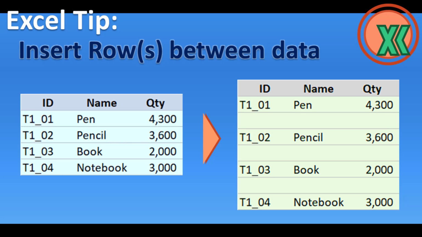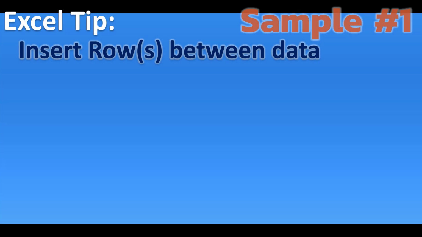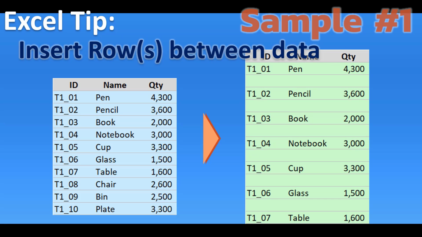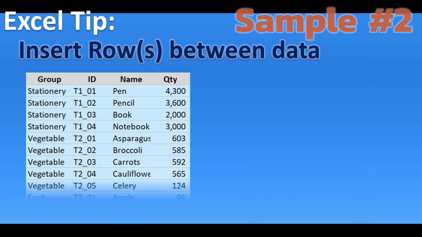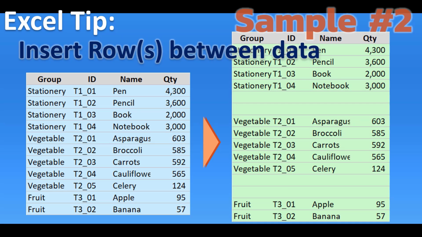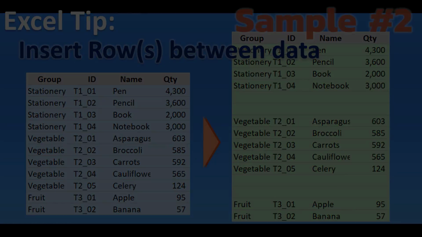In this video, I will show you how to insert rows between data. In the case that you would like to insert a blank row in between the data rows, I will show you two samples. The first one, in the case that you would like to insert a blank row between every line of data. For the second sample, in the case that we would like to insert some rows between each data group. How can we do it in an easy way?